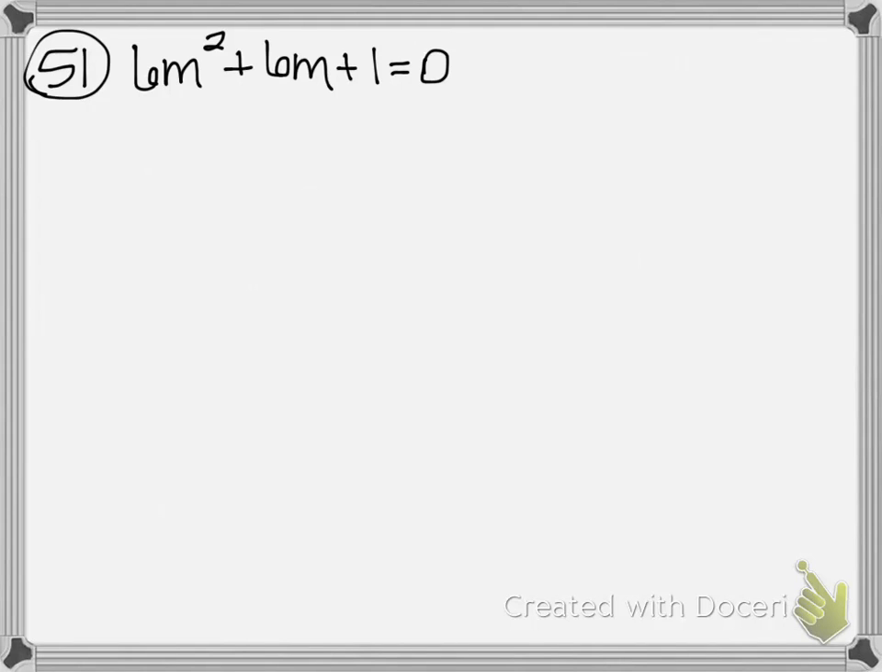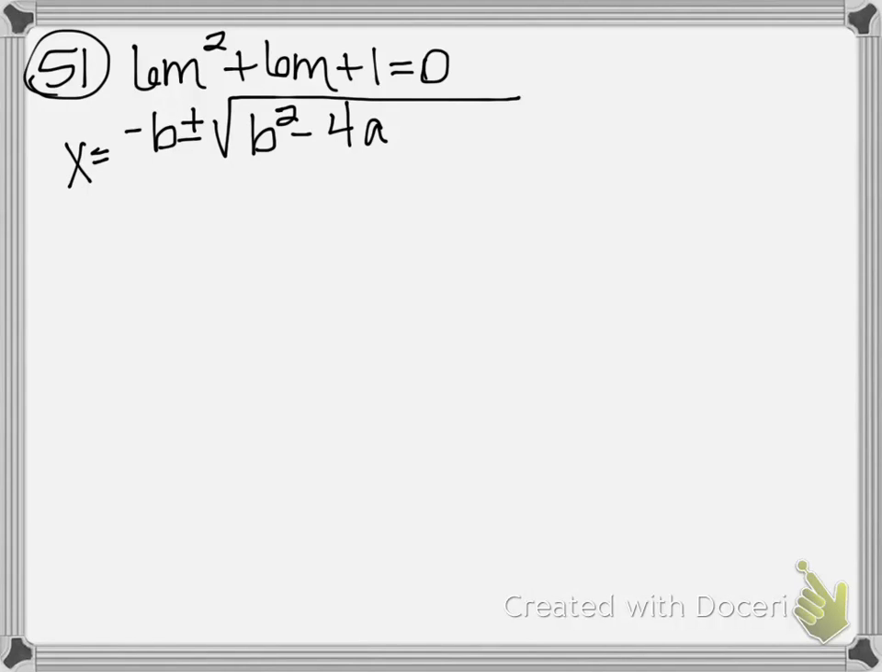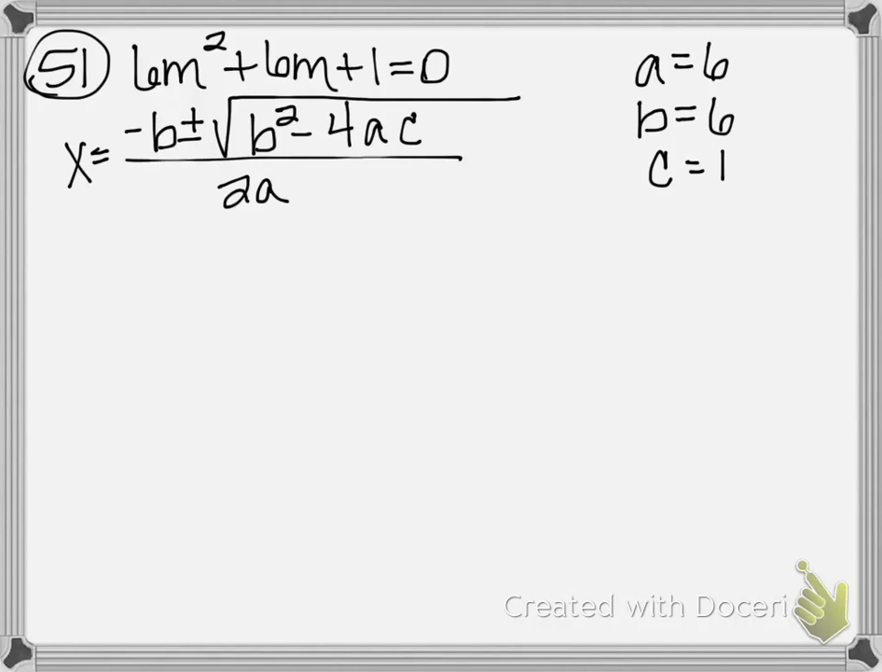quadratic formula. Recall that the quadratic formula is x equals negative b plus minus the square root of b squared minus 4 times a times c all over 2a. So in my problem, a is 6, b is also 6, and c is 1. They're all positive. So now let's plug them in.